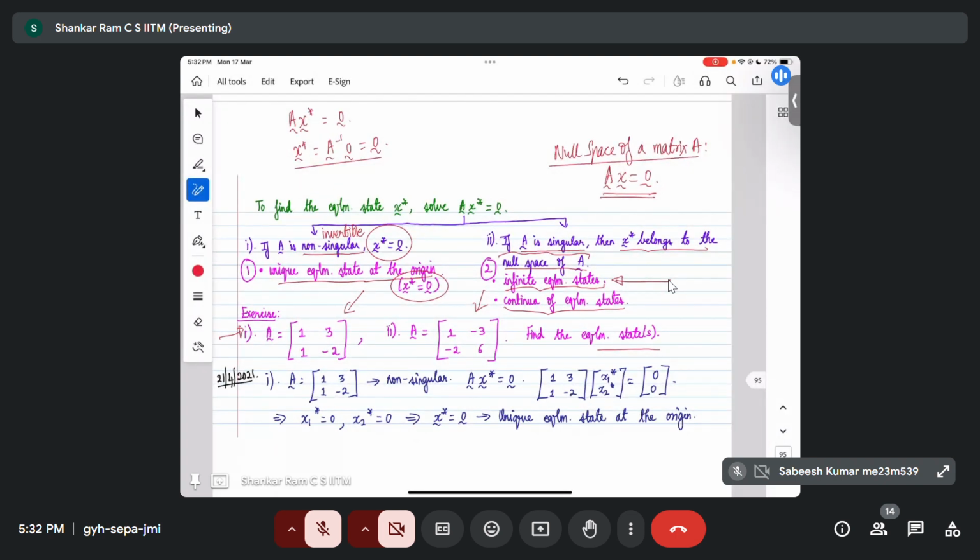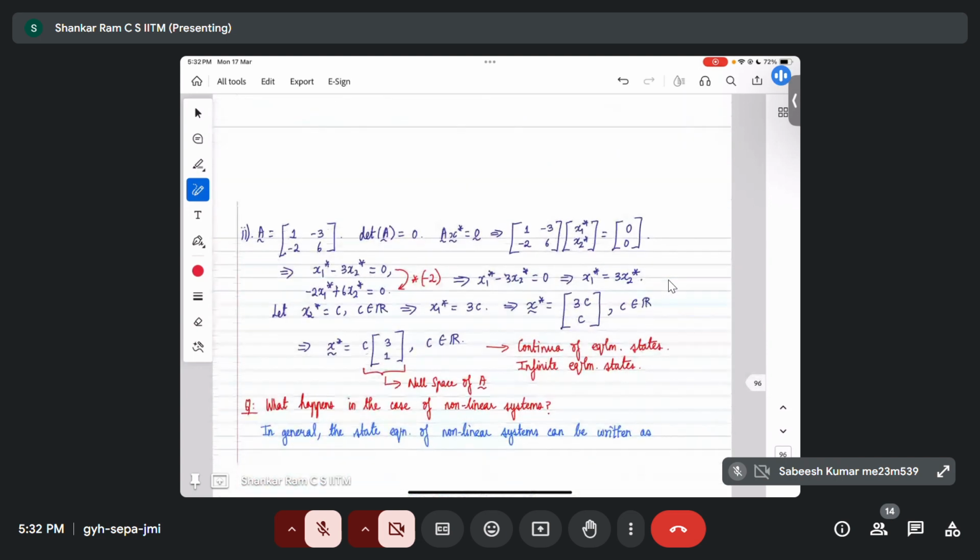Any questions on them? Sir, am I audible? Yes, please. I couldn't help but notice this second option where A is singular and then X star belongs to the null space of A. In the example below where you have worked out, that option becomes X star equal to, if you can slightly scroll down.